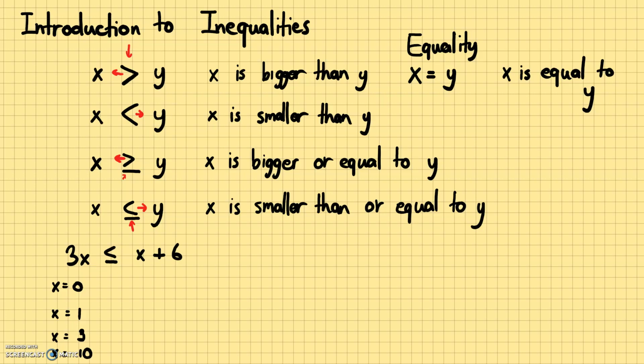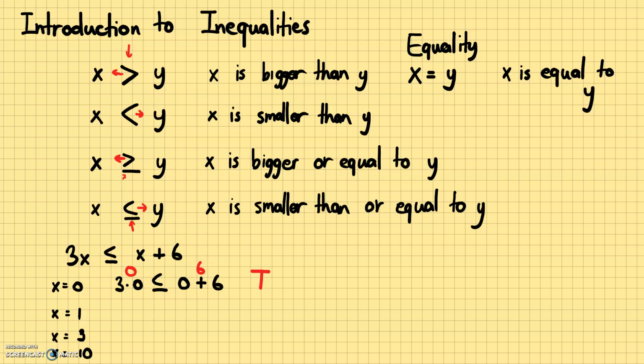So first of all, when x equals 0, the left side is going to be 3 times 0, less than or equal to 0 plus 6. Right? We're just substituting 0 for x. Now the left side is going to be 0. 3 times 0 is 0. The right side, 0 plus 6 is 6. So this is saying that 0 is less than or equal to 6. Is that true? Well, 0 is less than 6. Okay, so that means it's true.